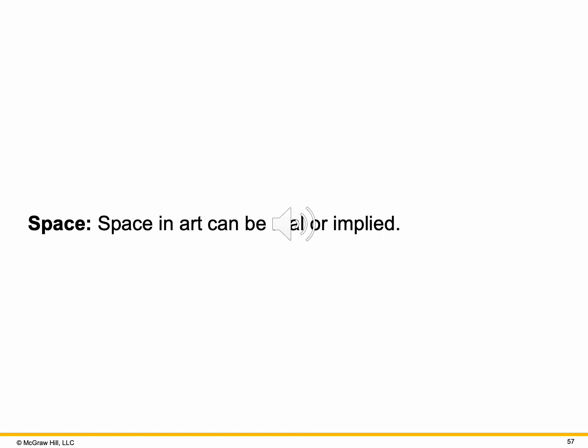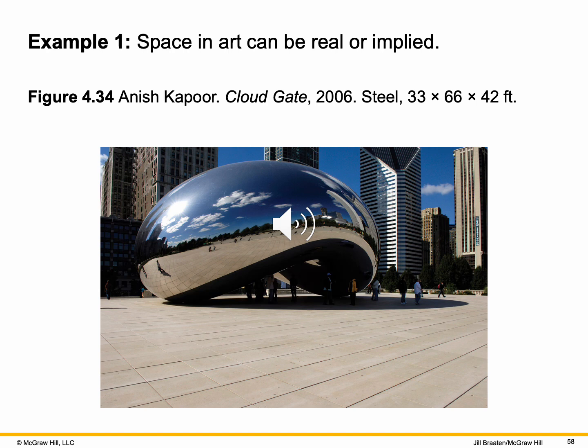Space. Space in art can be real or implied. Anish Kapoor's sculpture, Cloud Gate, occupies a lot of space. Located in a park in Chicago, the polished steel sculpture is more than 65 feet wide and rises more than 30 feet in the air. This mass, inspired by liquid mercury, exists in three-dimensional space, just as its viewers do.